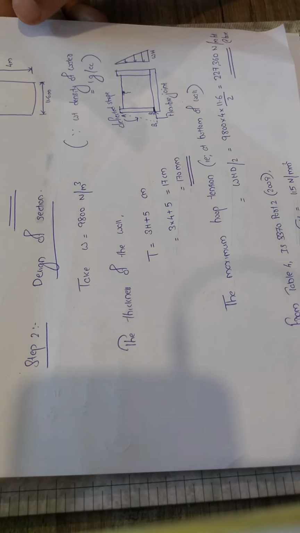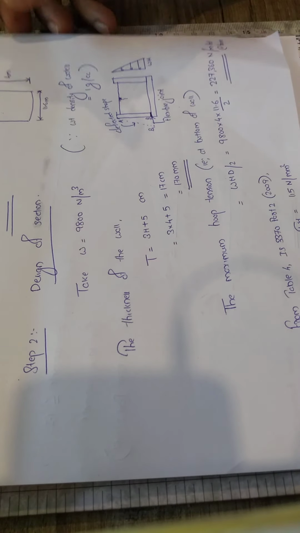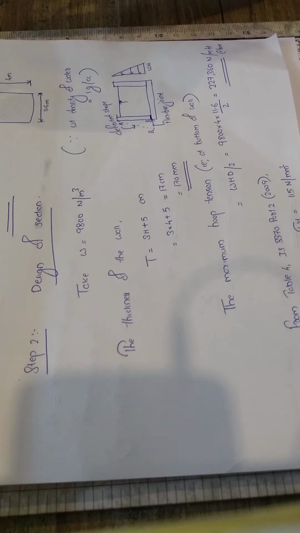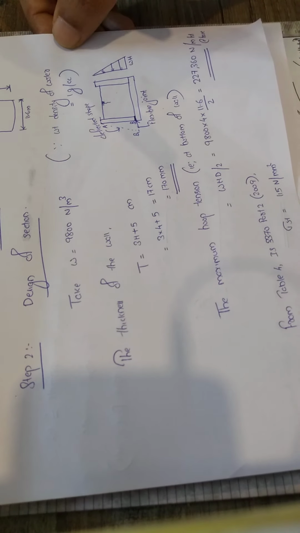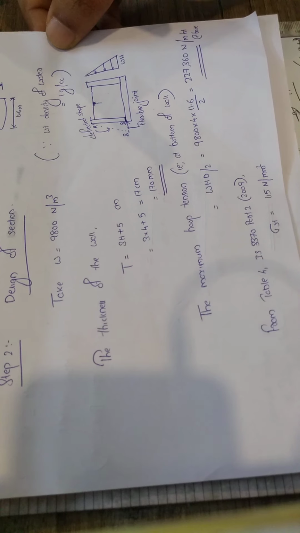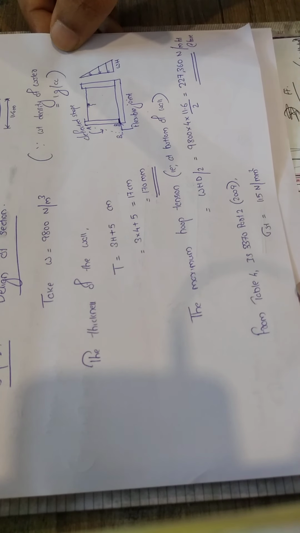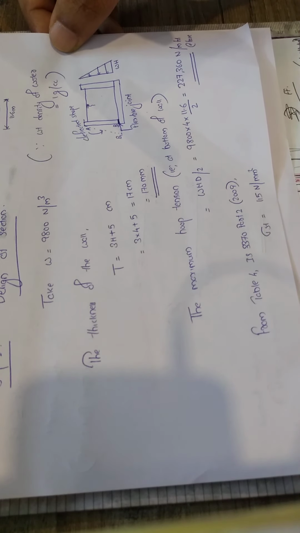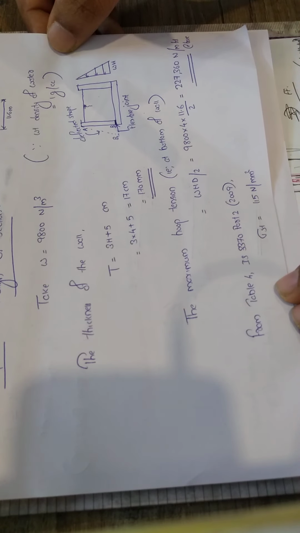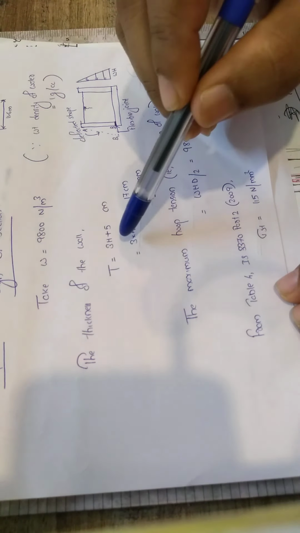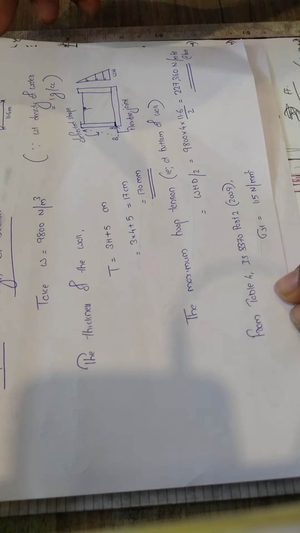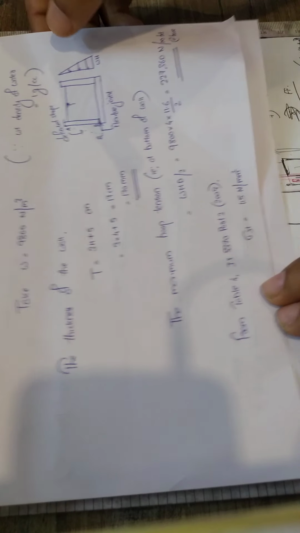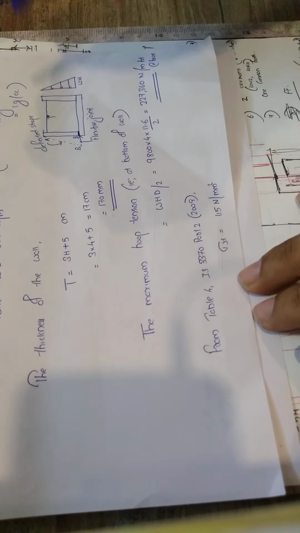Okay. So in step 2, we take w, the specific weight of water, as 9,800 Newton per meter cube. We know the weight density of water is 1 gram per cc, and from that we can calculate 9,800 Newton per meter cube. The thickness of the wall is found out by using an empirical relation. t is equal to 3h plus 5, that is in centimeter. So we are getting 170 mm. Okay, so we found out the thickness of the tank also.